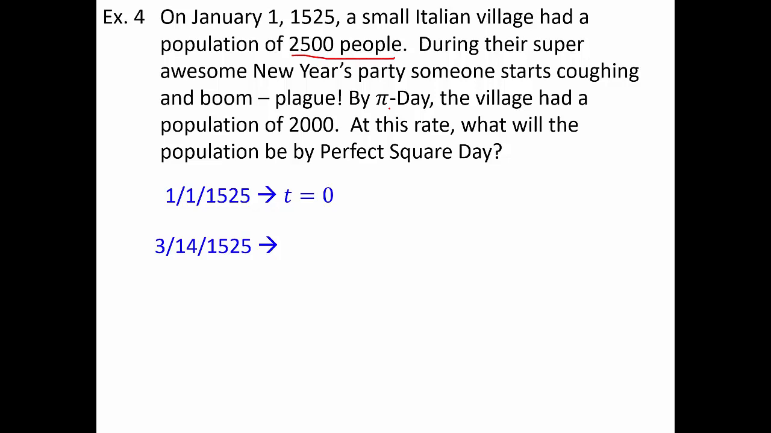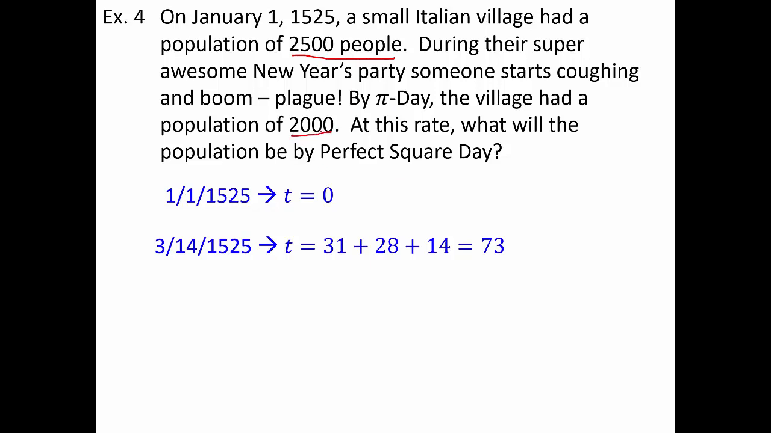Hopefully you know how a calendar works. There are 31 days in January, there are 28 days in February, and since it's March 14th, we want the 14th day of March. Now, of course, you might be saying, well, some years February has 28 days, some years February has 29 days. Well, it only has 29 days on leap years, and leap years are years that are divisible by 4, and 1525 is not a leap year. So 31 plus 28 plus 14, that's going to give me day 73 of the year. If January 1st is day 0, then March 14th or Pi Day will be day 73. And keep in mind, on day 73, the population was 2,000.